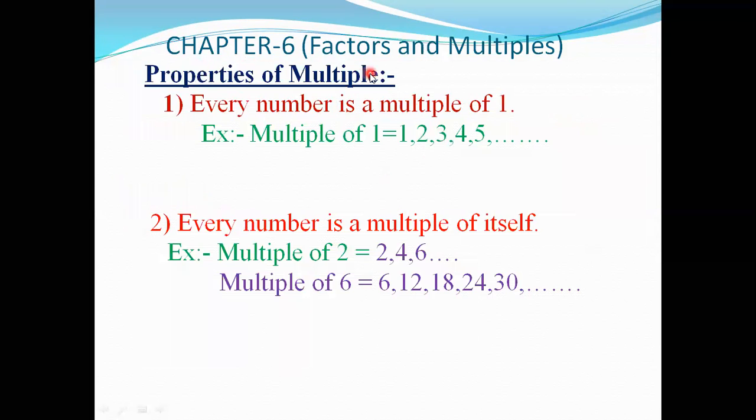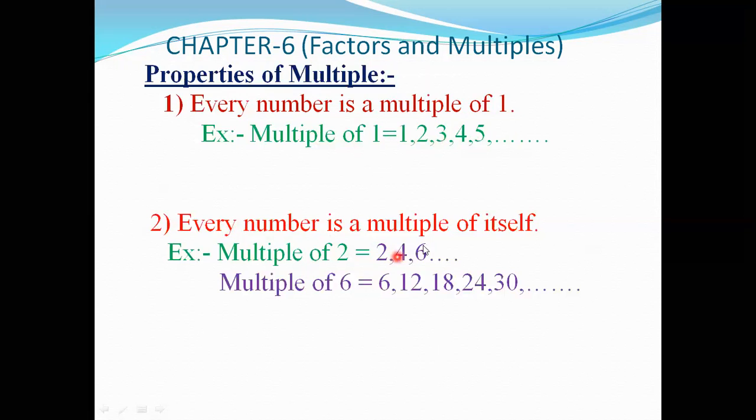Now, what are the properties of multiples? Every number is a multiple of 1. Multiples of 1 are 1, 2, 3, 4, 5. Why is it said so? Because when we divide 1 by 1, we get remainder 0. When we divide 2 by 1, remainder 0. When we divide 3 by 1, remainder 0. So multiples of 1 are 1, 2, 3, 4 and 5.